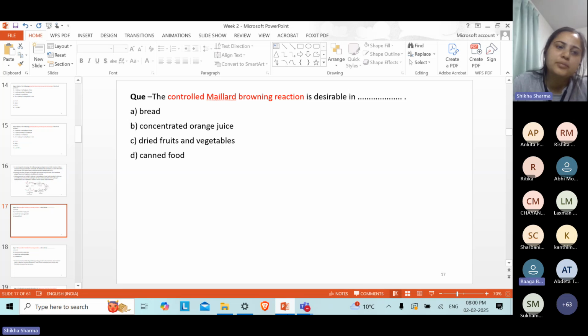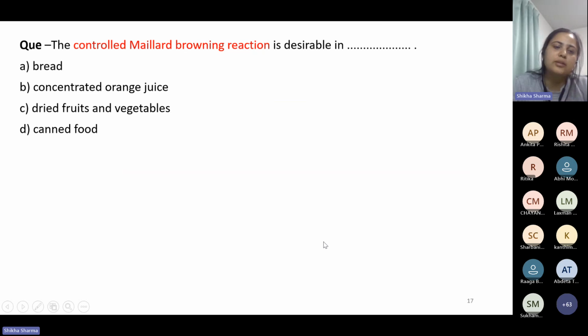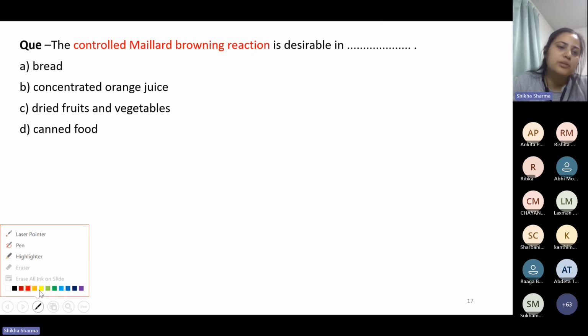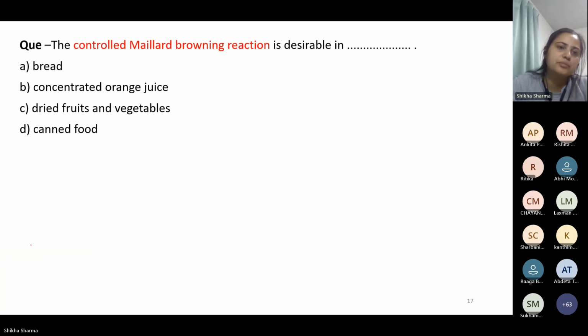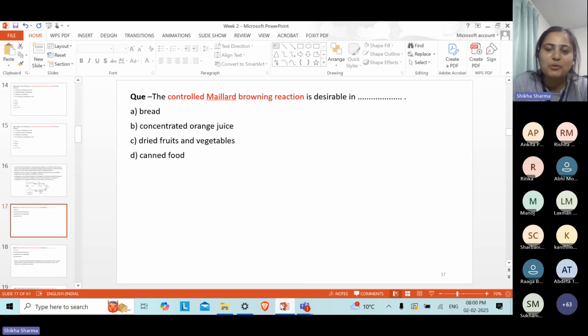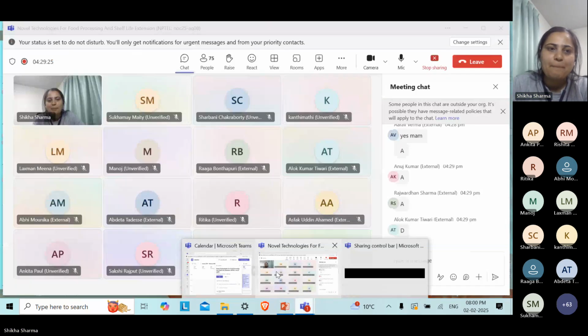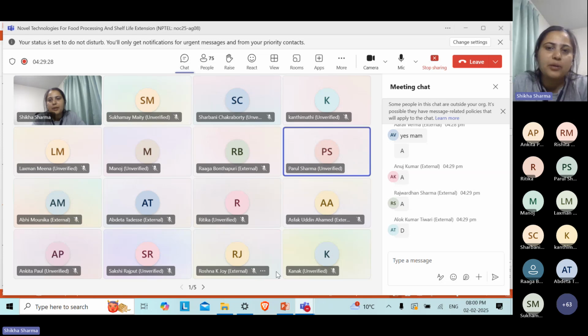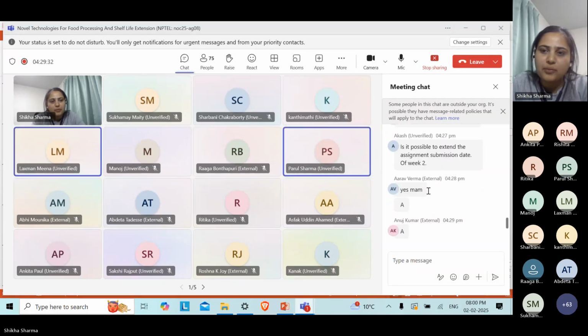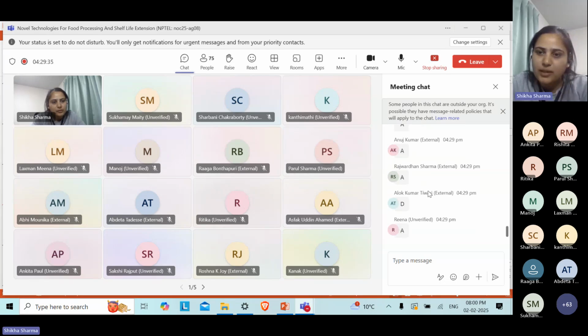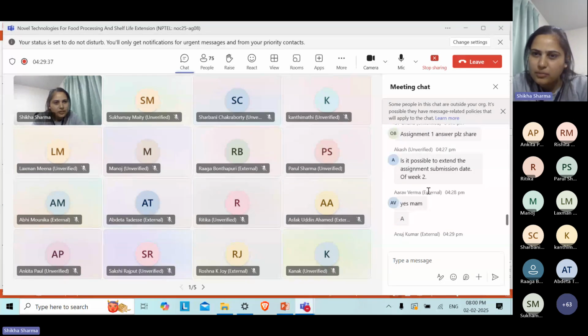It's easier, right? Canned food. Okay, we have two options. Bread, ma'am. Canned food. Okay, we have more votes towards canned food. Bread, bread. Okay. Bread. So many are telling bread.